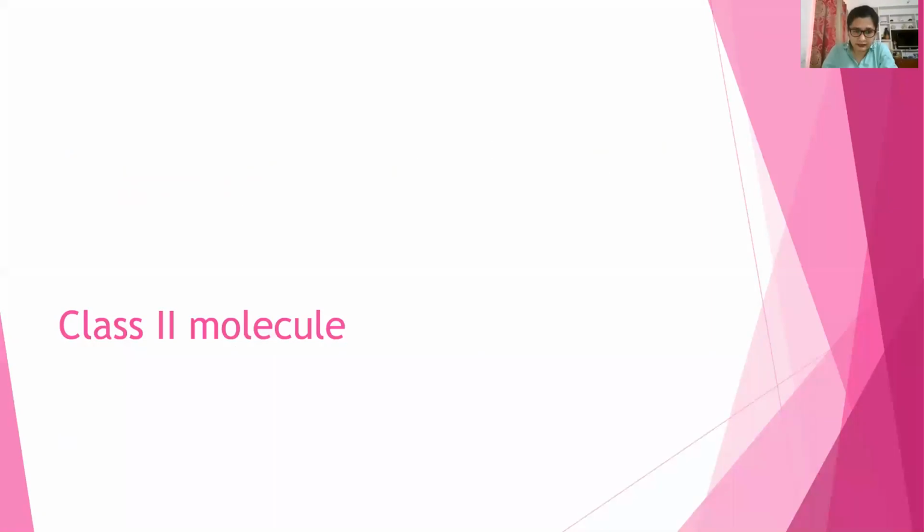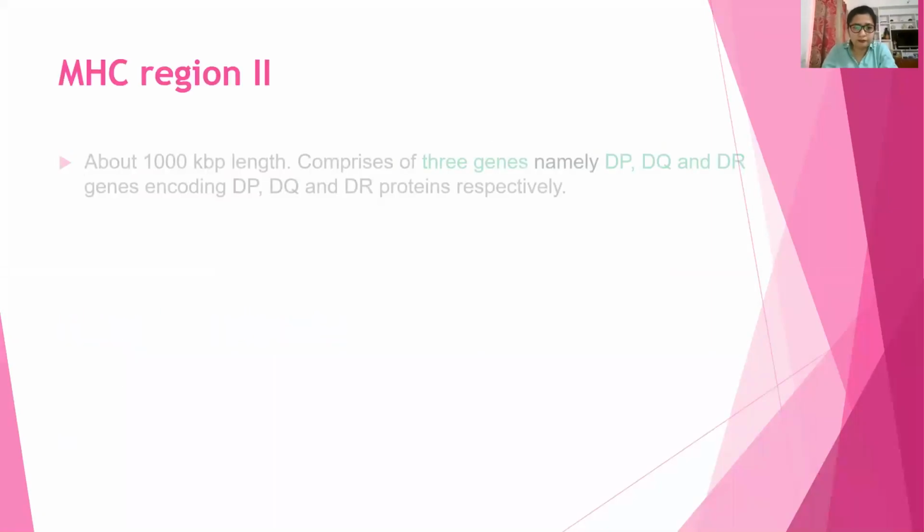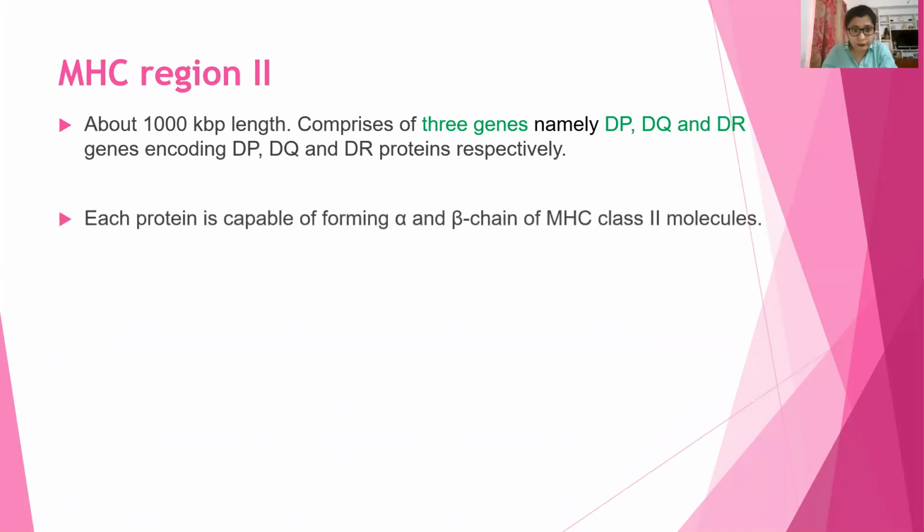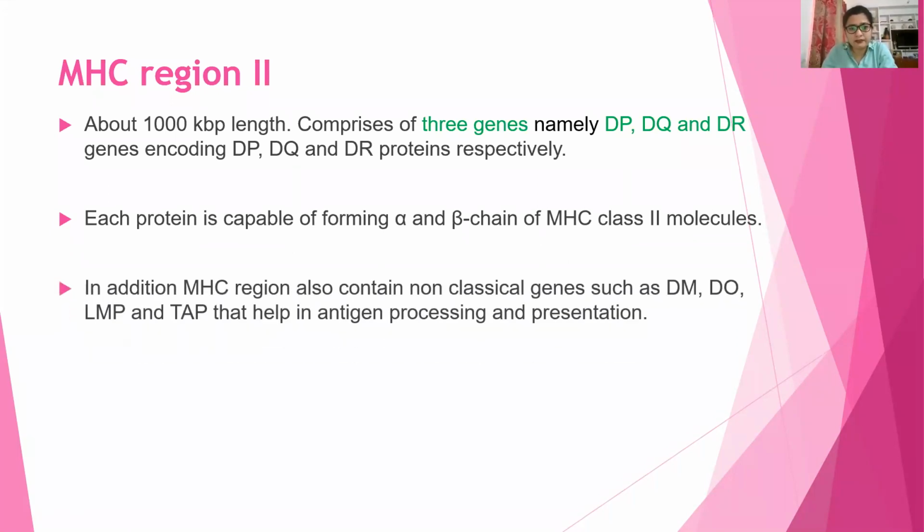Then is the class 2 molecule. It is about 1000 kbp in length and comprises 3 genes, DP, DQ and DR, encoding the DP, DQ and DR proteins. Each protein is capable of forming an alpha and beta chain of MHC class 2 molecule. In addition to the MHC region, it also contains non-classical genes such as DM, DO, etc., which help in the antigen processing and presentation.